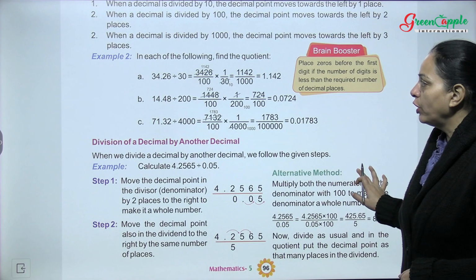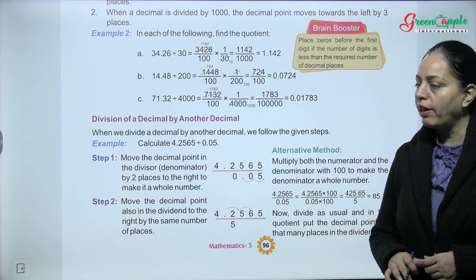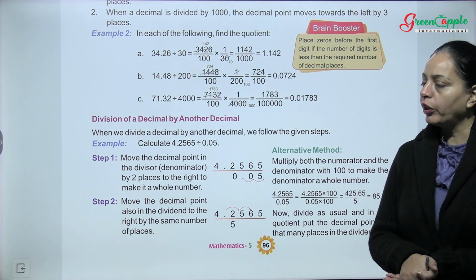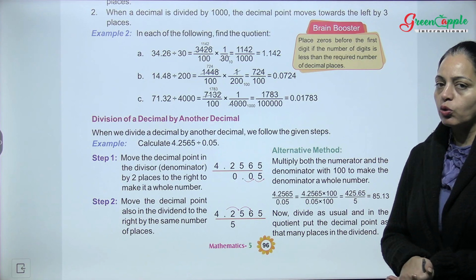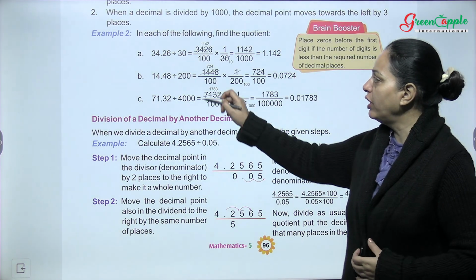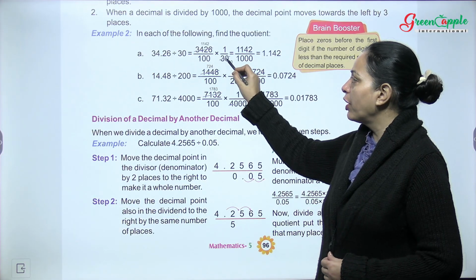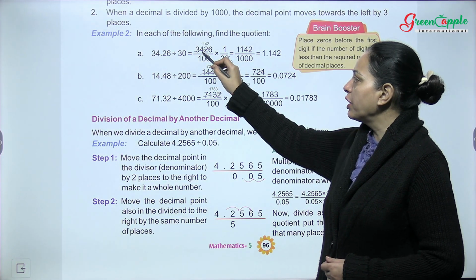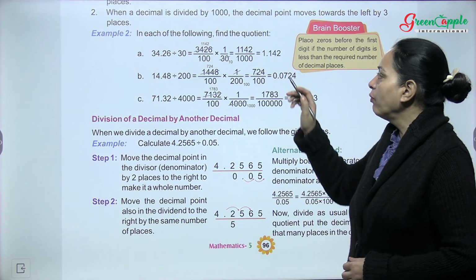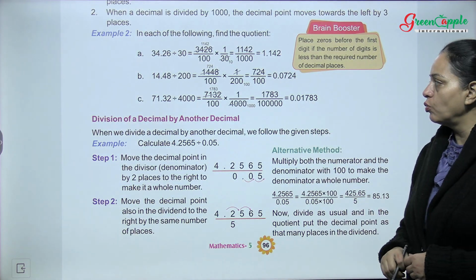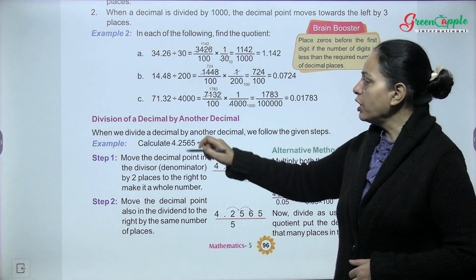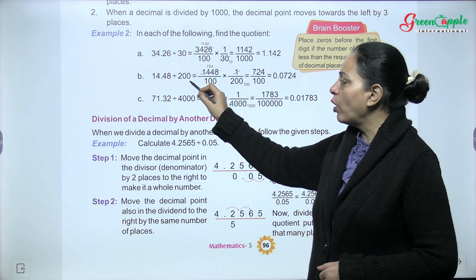See example 2, in each of the following find the quotient. Like now A part 34.26 divided by 30. So what to do? Remove decimal, you will get 3426 upon 100 multiplied by 1 upon 30. So now cut it by 3. So we are getting 1.142.